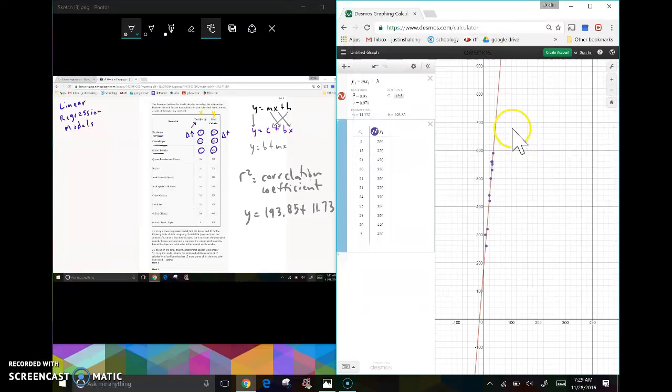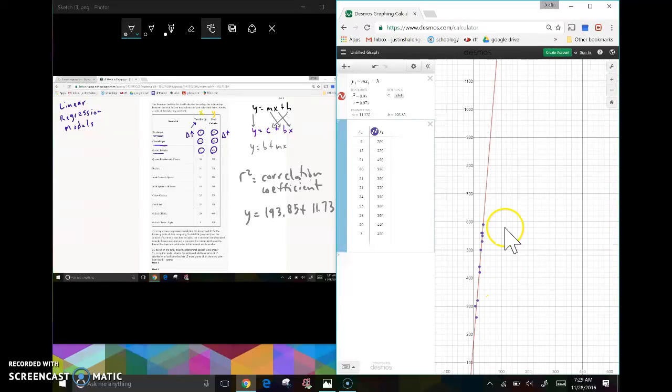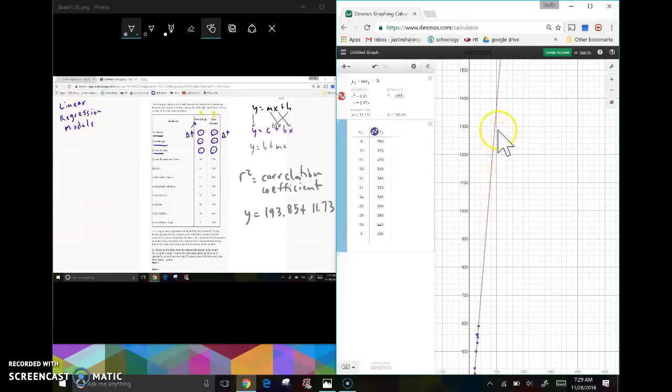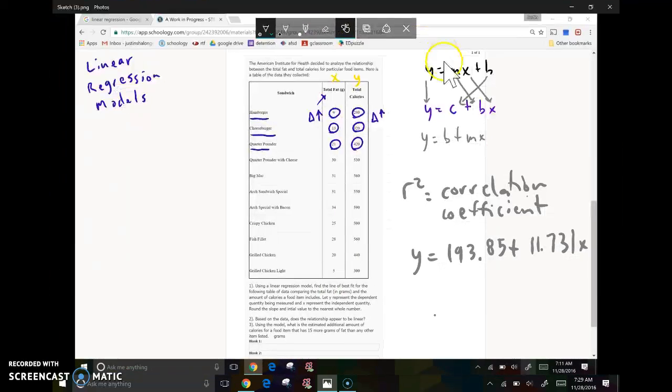So now we can predict, okay, if a food item has 100 grams of fat, how many total calories does it have? Well, we can come up here to where this 100 is, and it looks like it's going to have about 1,369 calories, right? So we can start using this line to predict the relationship of these two variables and how they're behaving, right? So let's go ahead and go back to the problem.